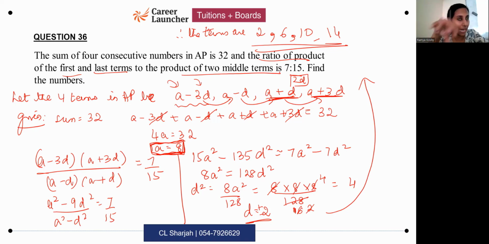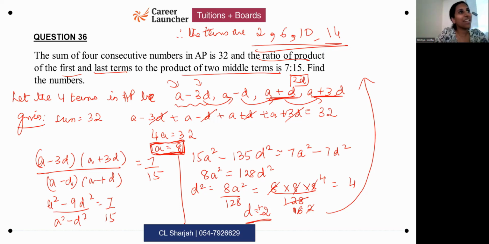You can write D equals plus or minus 2. I have not written APs. Suppose they asked you find the AP. Suppose the question was not find the numbers. The question was find the AP. Then there are two possibilities. When D is plus 2, one possibility, 2, 6, 10, 14. When D is minus 2, it will be 14, 10, 6, 2.